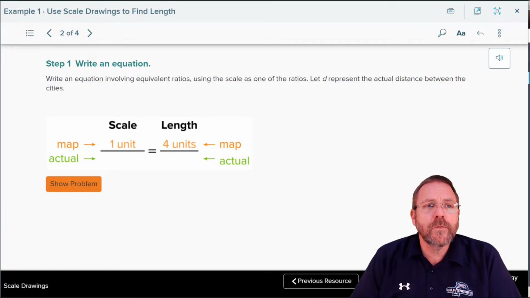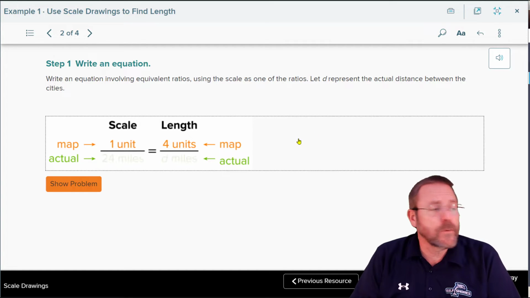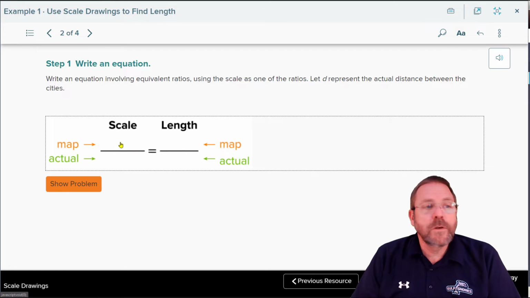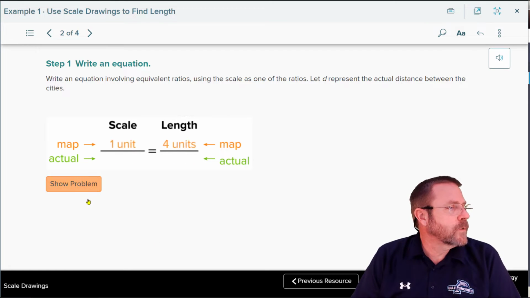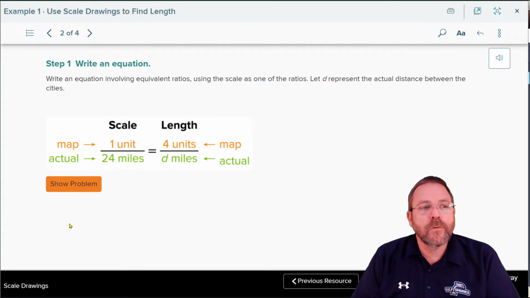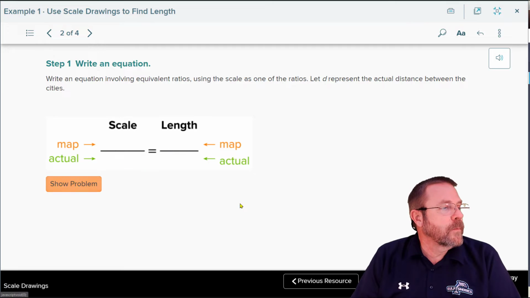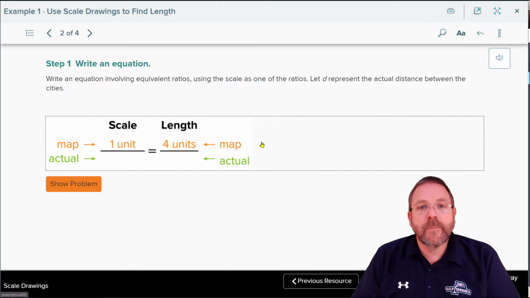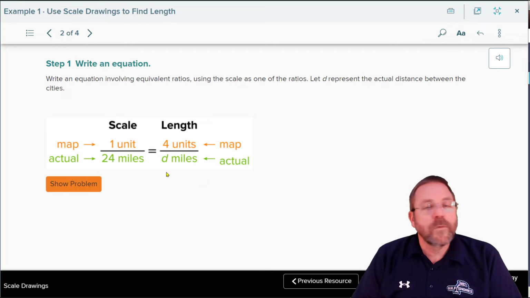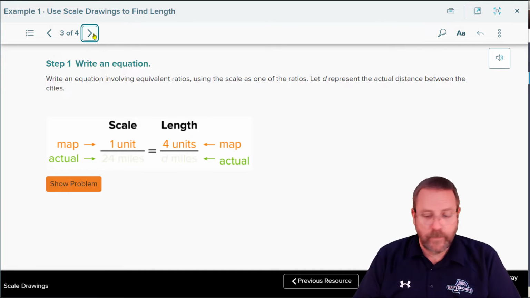So this is actually some good stuff. Proportions are wonderful things, and you're going to use them a lot in the years to come. So you can see right here that on the map, 1 unit is equal to 24 miles. And we also know that on the map, the distance is going to be 4 units, and therefore we need to use that information to find the total number of miles distance between the 2 of them.